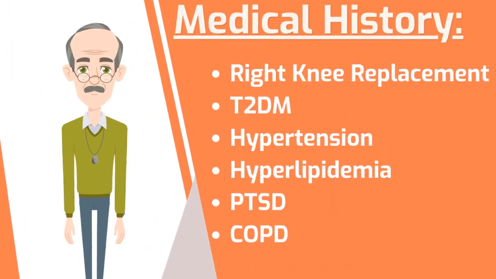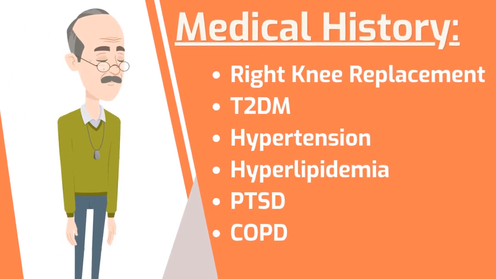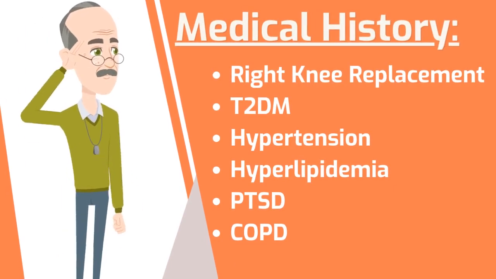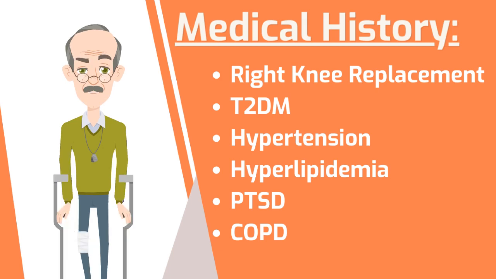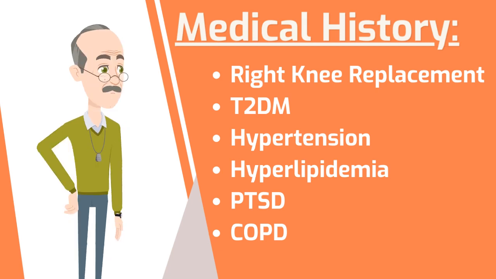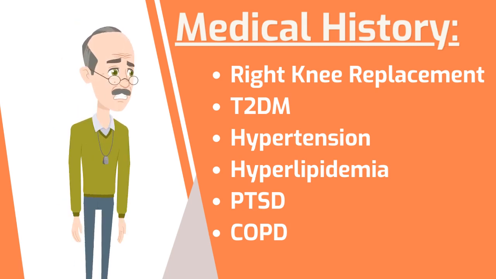Meet Clarence, a senior citizen, a decorated war veteran, and a longtime resident of Stony Oak Assisted Living. He is a widower, has 2 adult children, had a full knee replacement over 7 years ago. He is a chronic smoker with a history of diabetes, hypertension, hyperlipidemia, PTSD, and COPD.